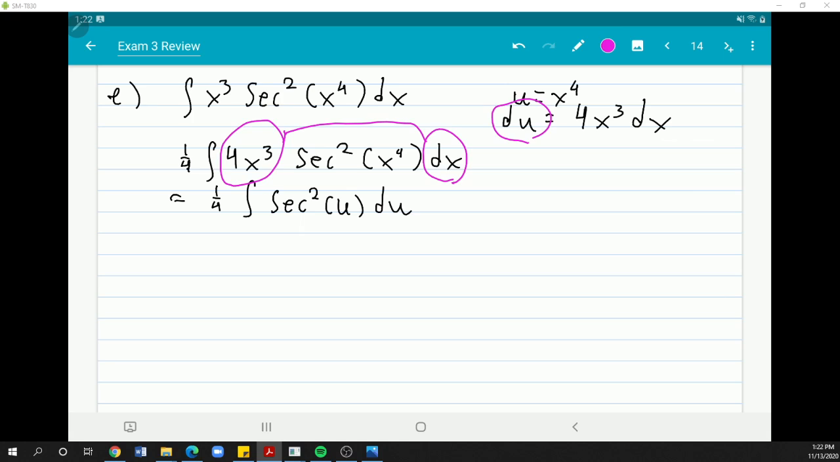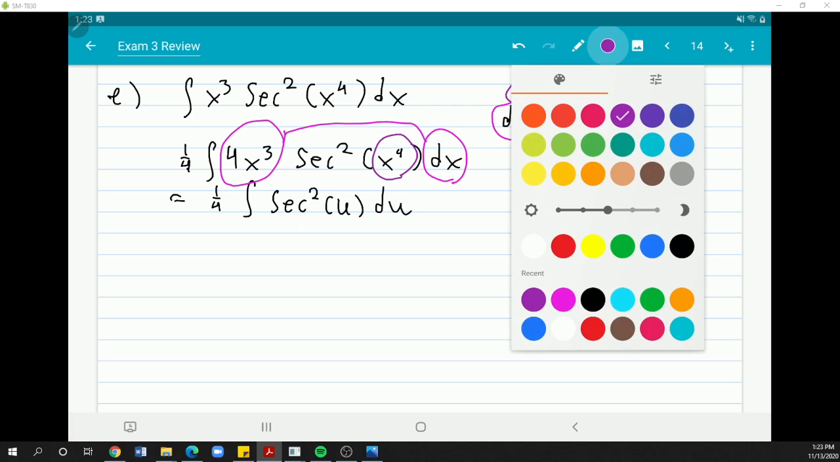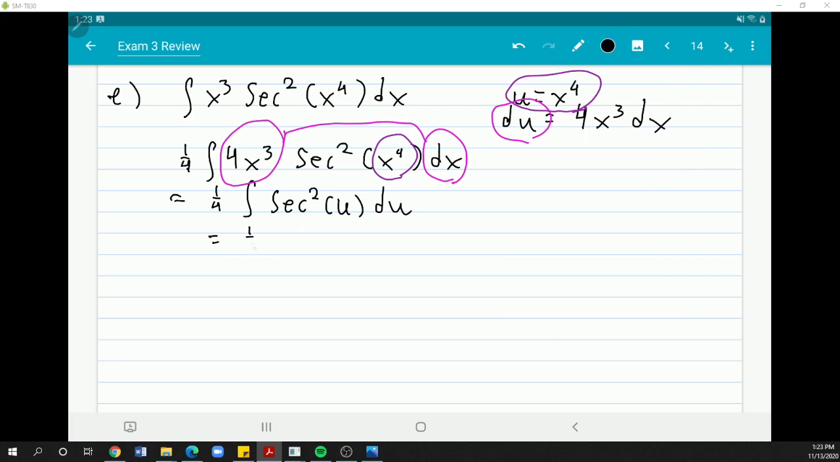These two come together to make a du. And these two come together to give me u. So now this is 1/4 times the integral of, not integral, 1/4 tangent u plus c, and then plugging back in, 1/4 tangent of x to the 4th plus c. So that's part E.